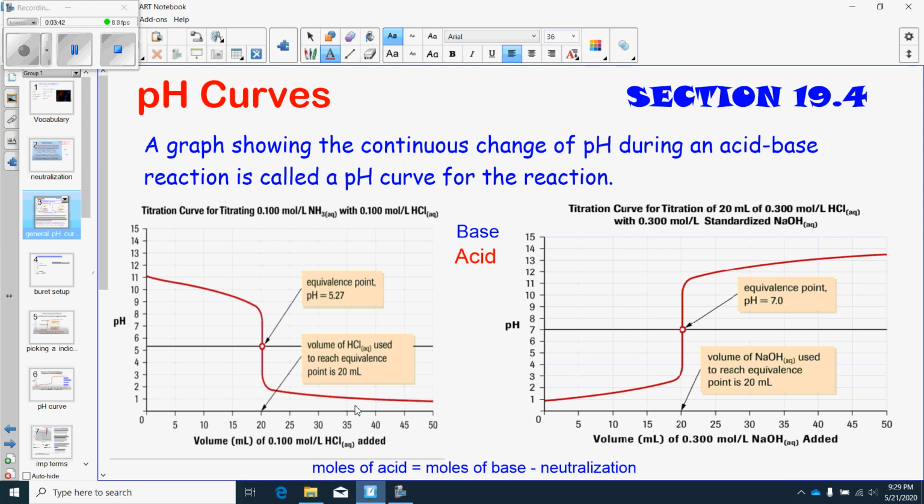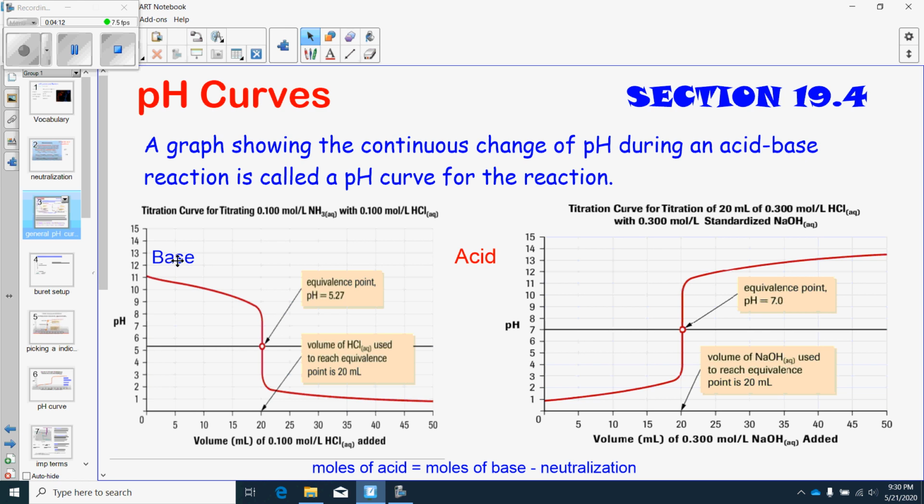You can tell what you're starting with in your solution, whether your solution is an acid or a base, by looking at the level or the number of the pH. So this pH is starting up here at 11, so it's a base, okay? So we know it's a base because of the pH. So we know our base has a high pH.